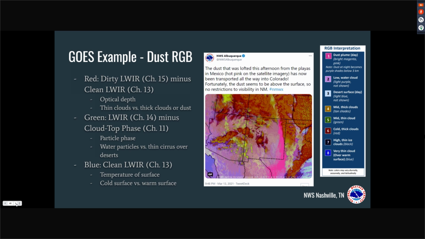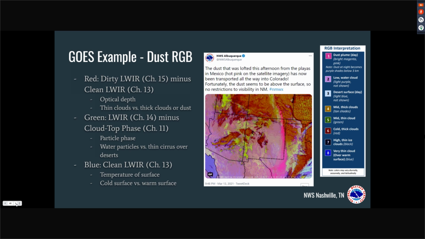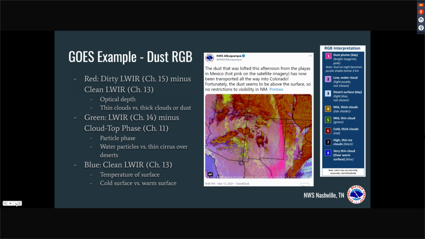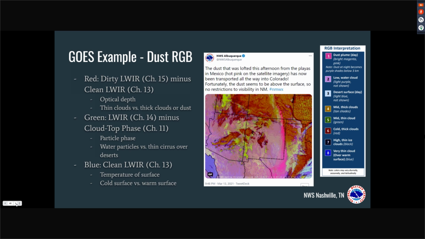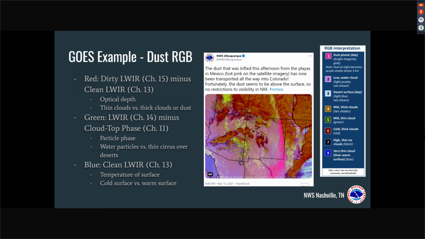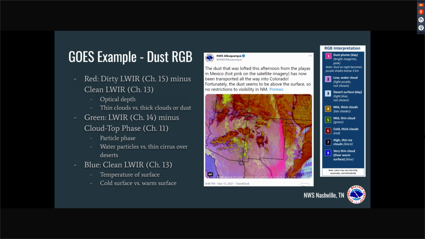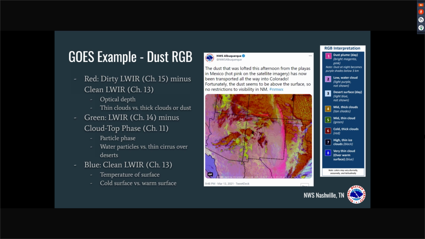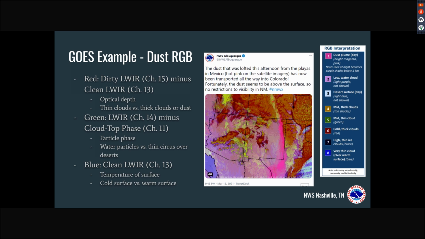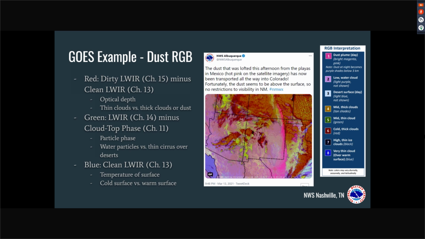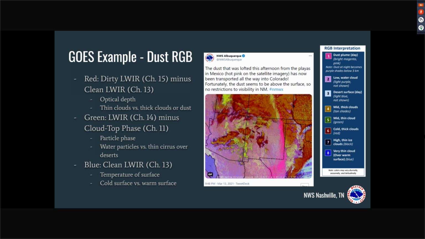This is another example and just a real-world application of how we recently used one of these products. So here we're looking at the dust RGB product. Here we can see this magenta color that's representing our dust, and then we have some cold and thick clouds over Colorado, and also some mid-level clouds, and just a lot of things going on.